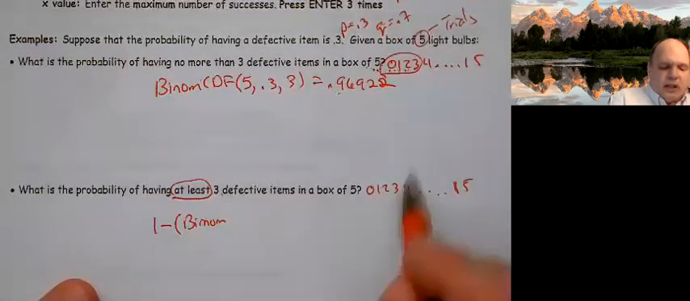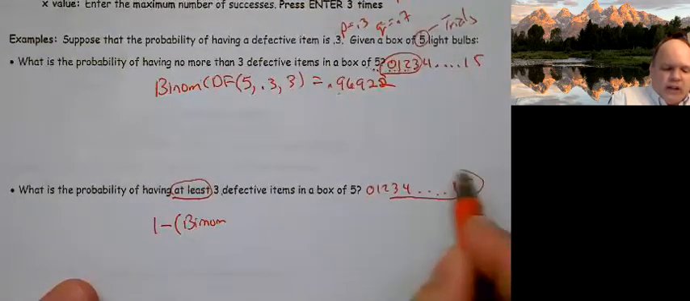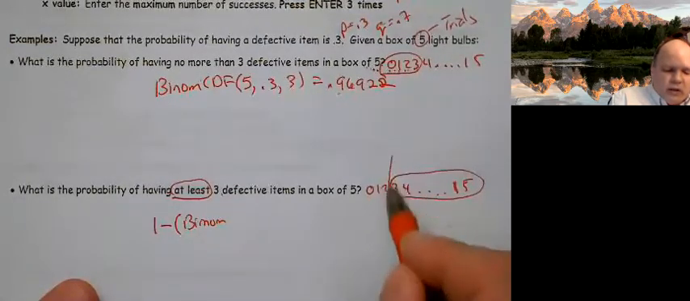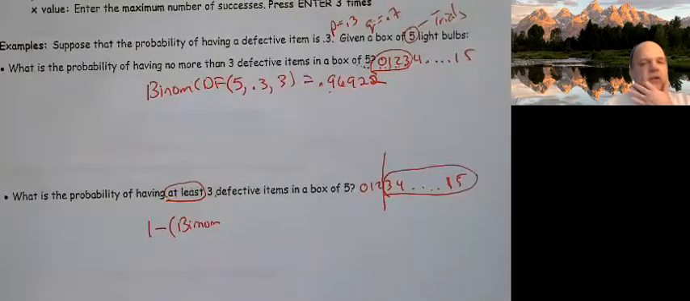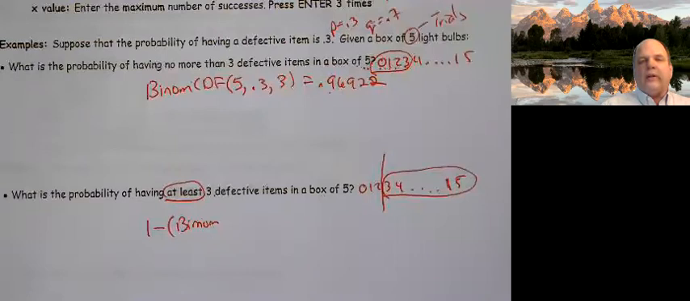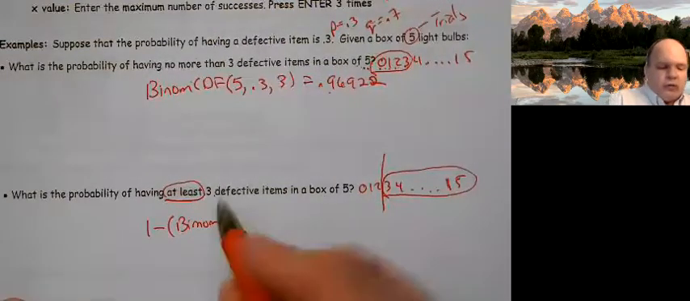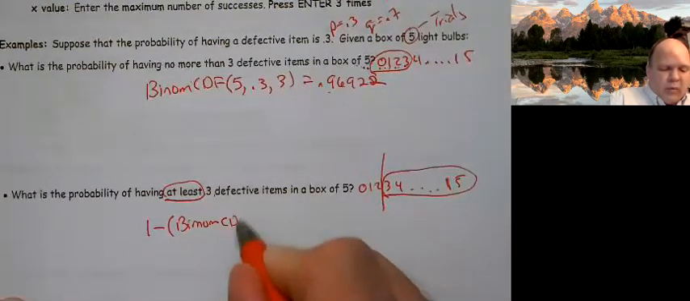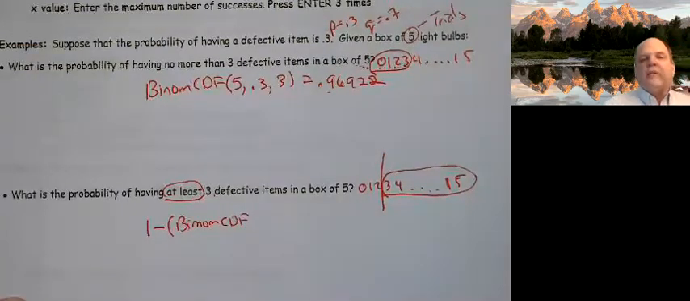So at least 3, that means 3 all the way to 15. This is what I'm interested in. I'm interested in everything above that line. That's what I want. Well, that's multiple values. Because it's multiple values, that tells me I'm working with a CDF. So I have a binomial CDF.